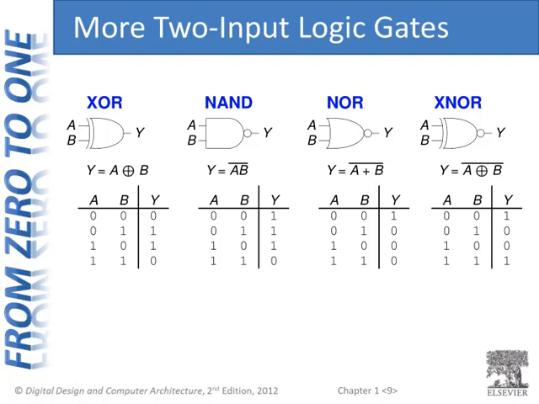So here, written nicely, we have our outputs for XOR. Output is true when A or B is true, but not both. NAND is the opposite of AND, so it's not AND. NOR is the opposite of OR, not OR. And XNOR is the opposite of XOR.